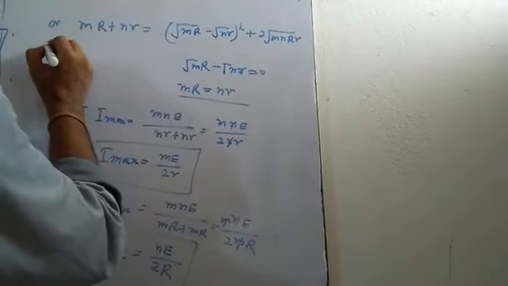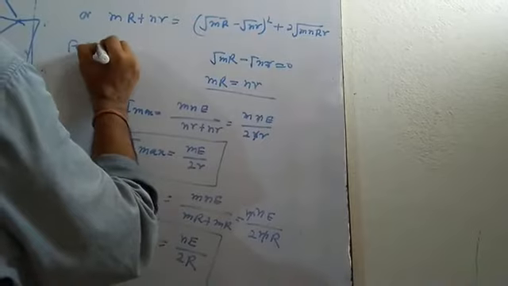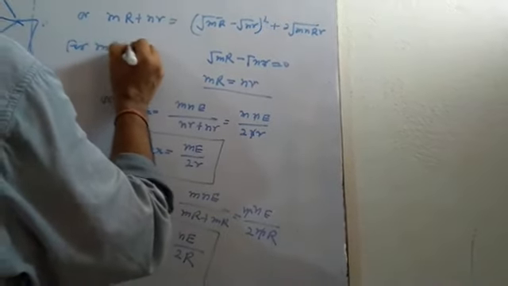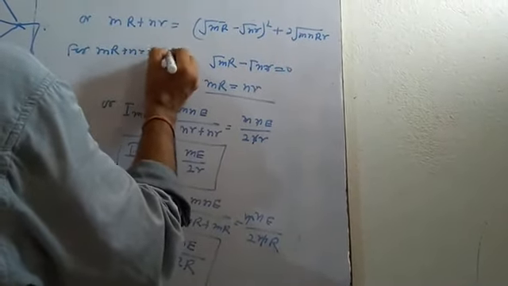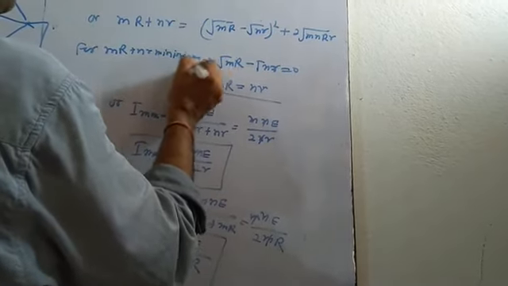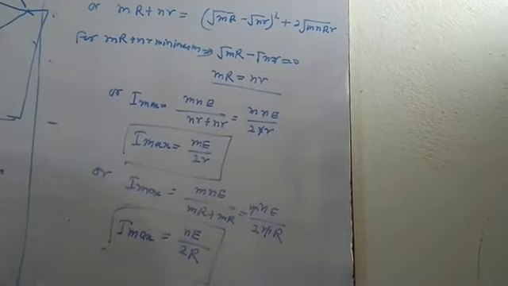For mR plus nr to be minimum, this must be followed.